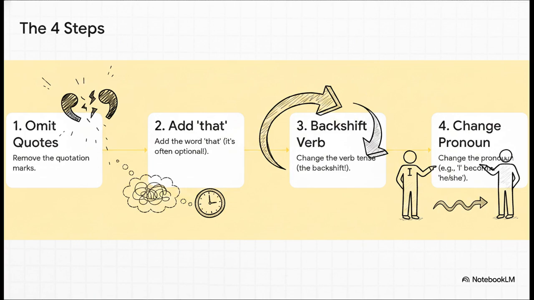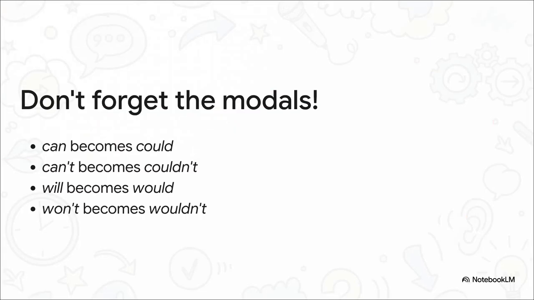Make sense, right? Oh, and this backshift rule also applies to what we call modal verbs. So if the original speaker said they can do something, you report that they could. If they said they will be there, you'd report they would be there. It's the exact same one-step back logic.